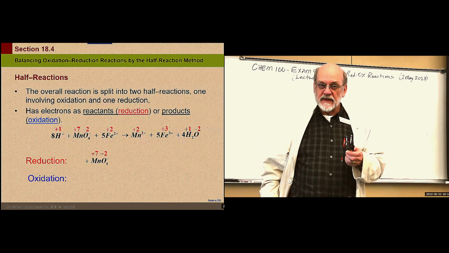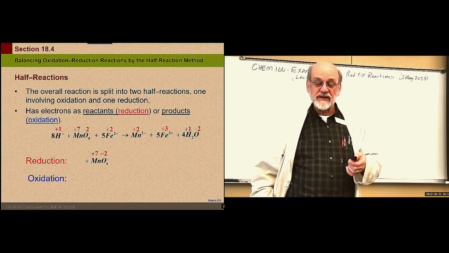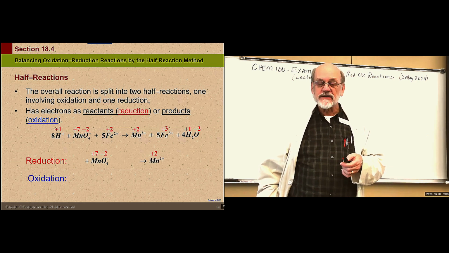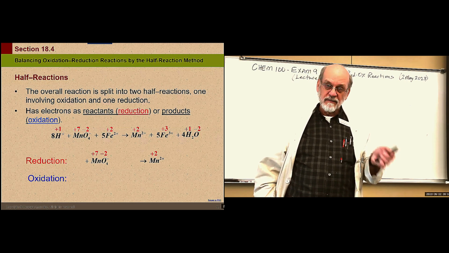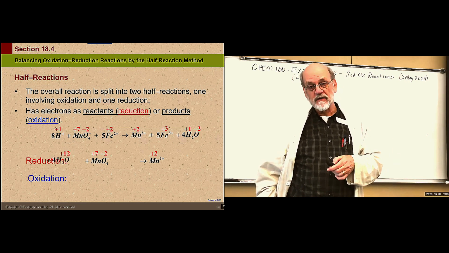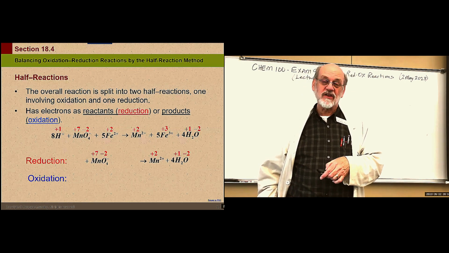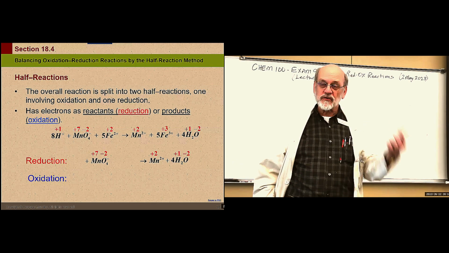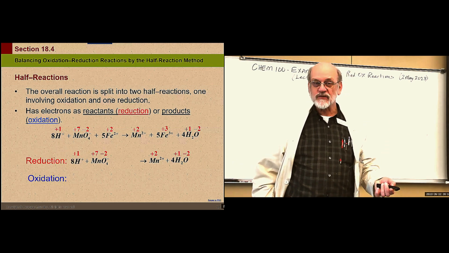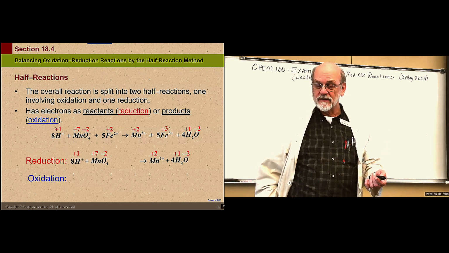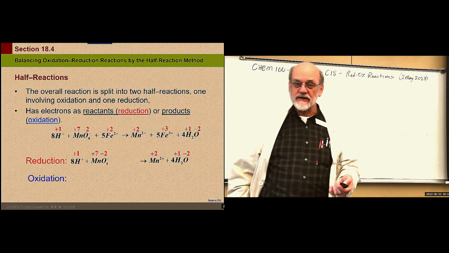So the reduction step takes the manganese plus 7 and carries it to manganese plus 2. And then you got oxygen on the manganate side. You need oxygen on the product side. But now you've added hydrogen on the product side. You got to balance those with hydrogen on the reactant side. And that's where those other 8 hydrogens go in. Okay.